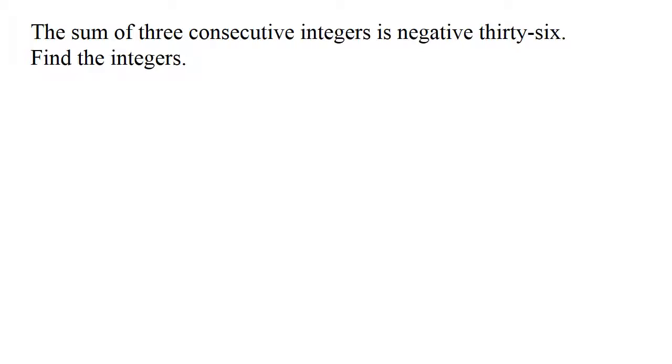Alright, so let's look at a problem dealing with consecutive integers. The sum of 3 consecutive integers is negative 36. Find the integers. The first thing I would do is list out the generic setup: 3 consecutive integers, n, n plus 1, n plus 2. Now it says the sum of these, and sum refers to addition, is equal to negative 36. So we're going to add the first number, n, the second number, n plus 1, and the third number, n plus 2, and we should get negative 36.